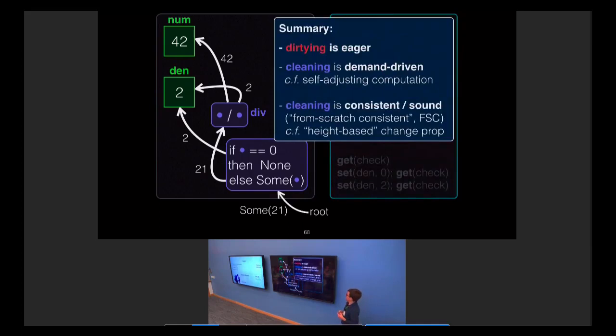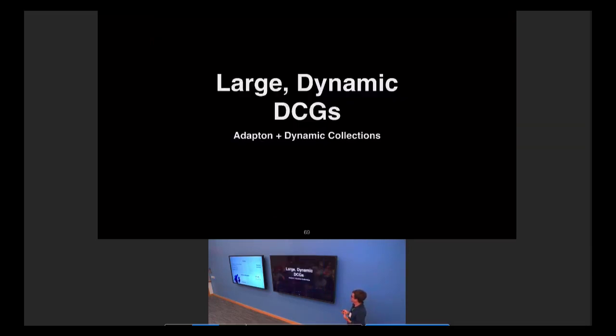Okay, so the high-level idea is dirtying is eager. I eagerly dirty the transitive dependencies, but cleaning is demand-driven. I left dirty edge on div, and I didn't delete div from the dependence graph. It kind of hung around. And the other important thing, if you care about this kind of thing, is that mathematically on paper we have a model of this, and we've proven it's consistent. It will always give you the answer that you get from running from scratch. I'll come back to that point later in the talk.